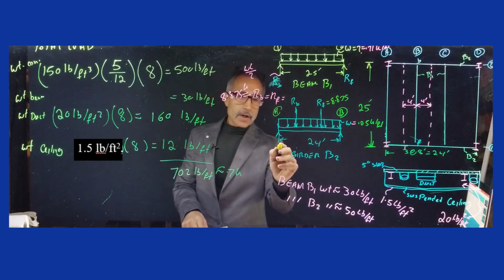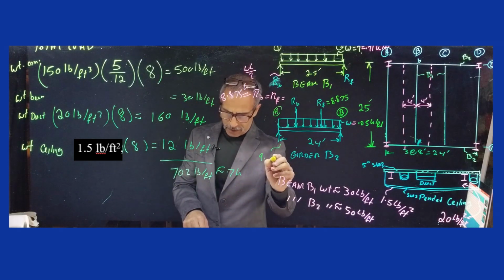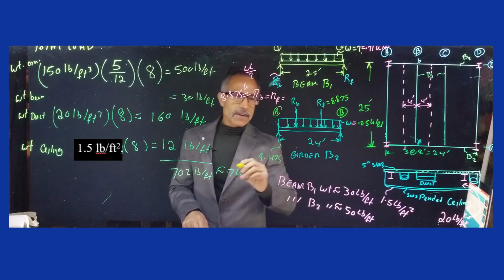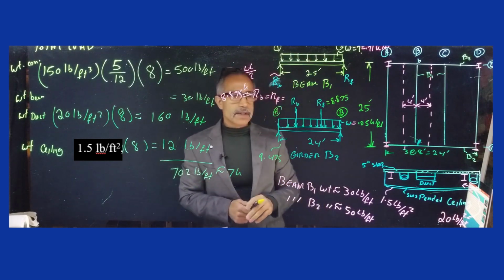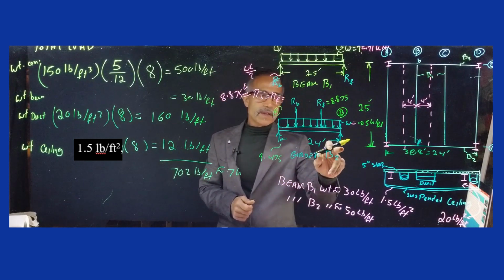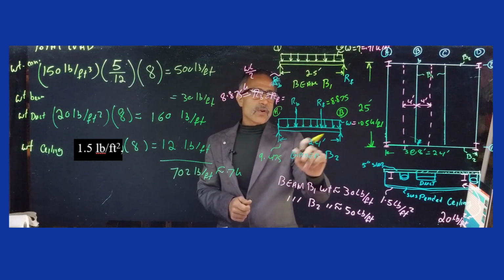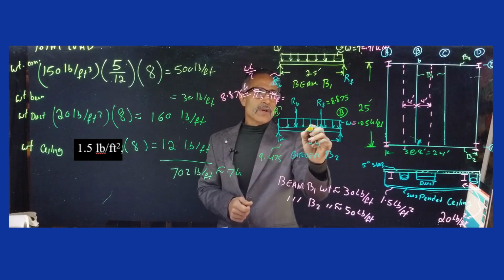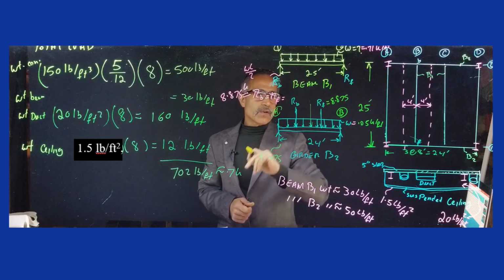It comes out to 9.475, and that's easy. If you forgot how you did that, you take a moment about this point, and you have these concentrated loads. You convert your uniform load to a concentrated load right here, which is 0.05 times 24, and bang, you have that answer.